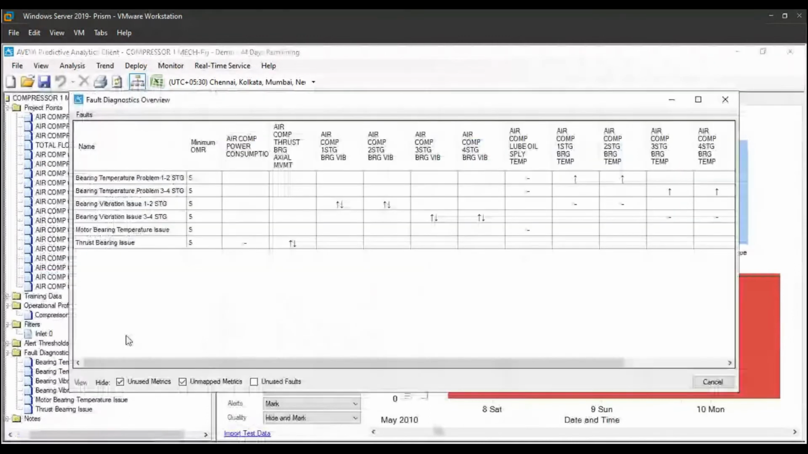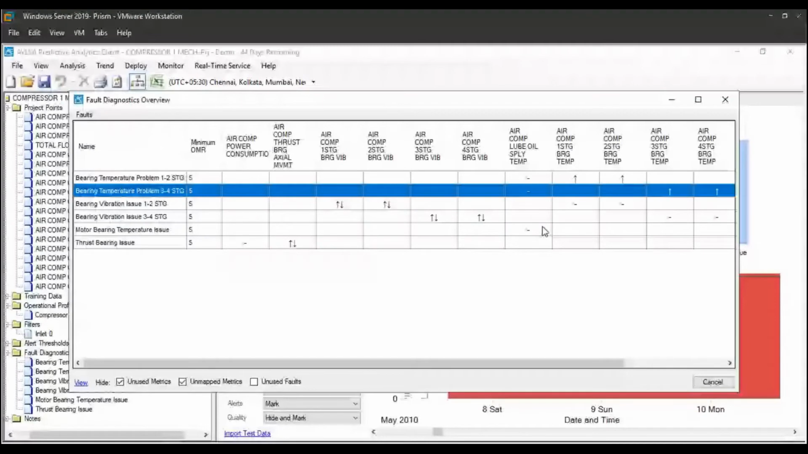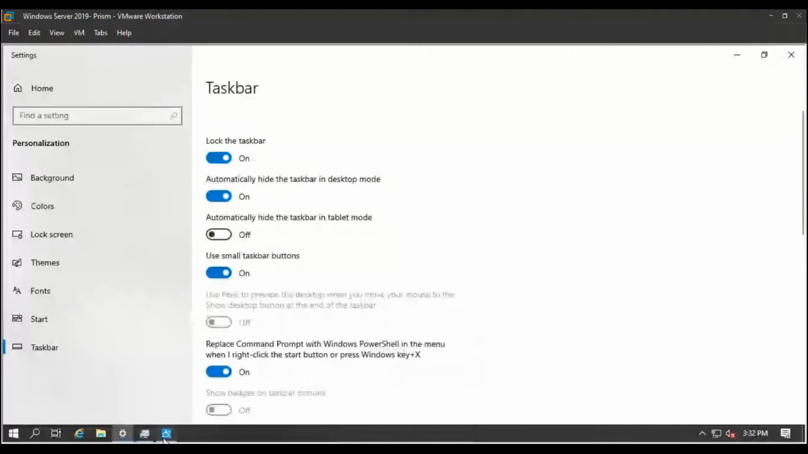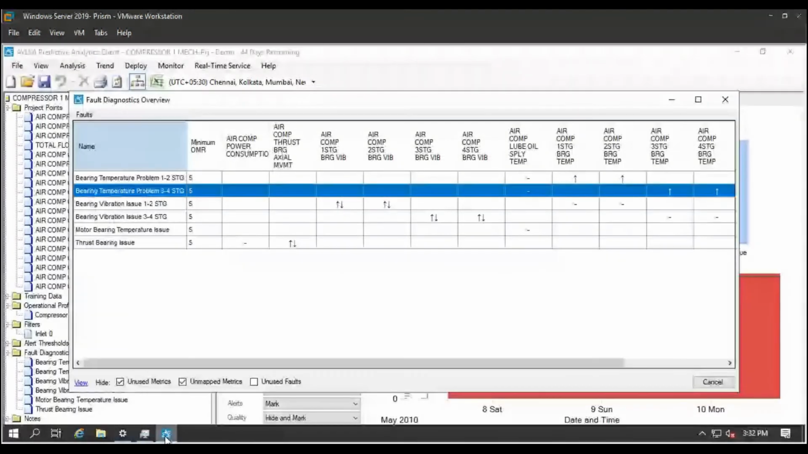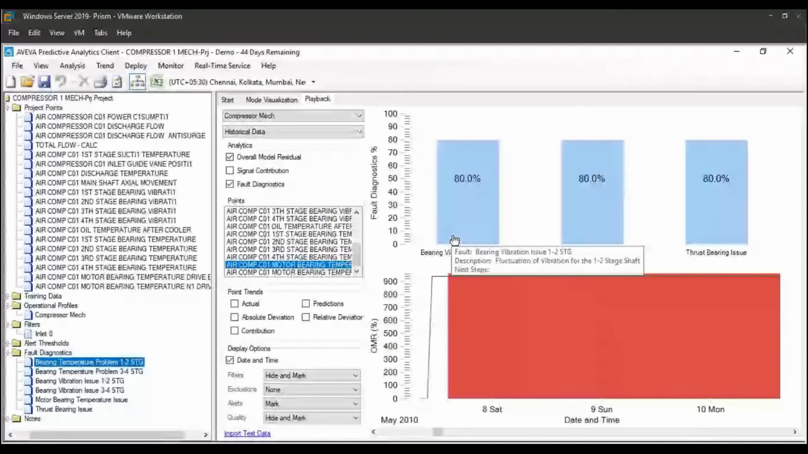And going back to how we defined these fault diagnostics, we defined it through this relationship. If I explain the bearing temperature problem fault signature again, we defined it as that the lube oil supply temperature was constant, but at the same time the bearing temperature was increasing. And this is what the software is predicting, that this is the most probable fault that's going to happen.